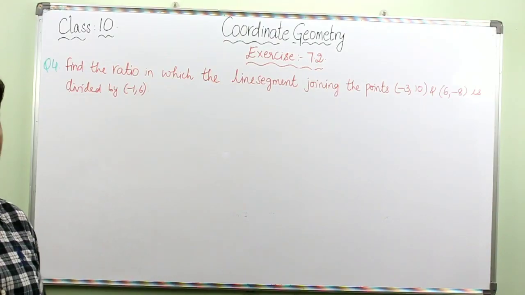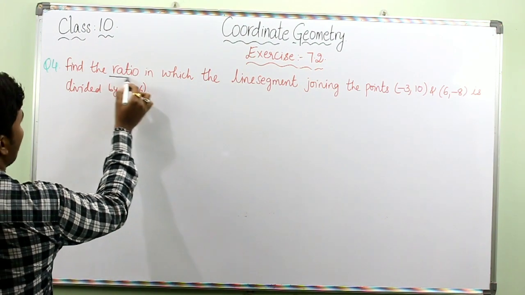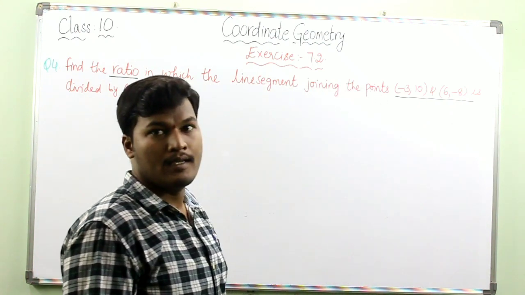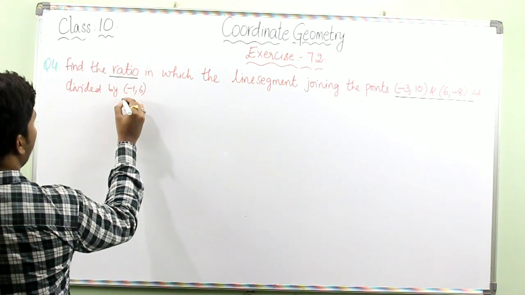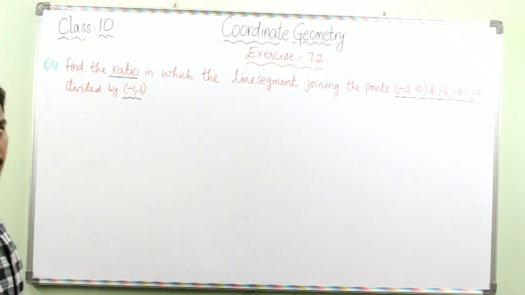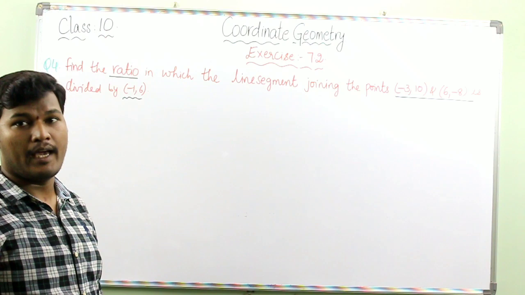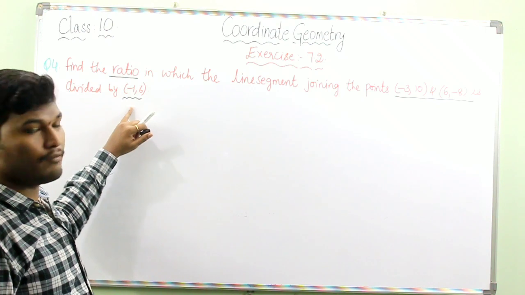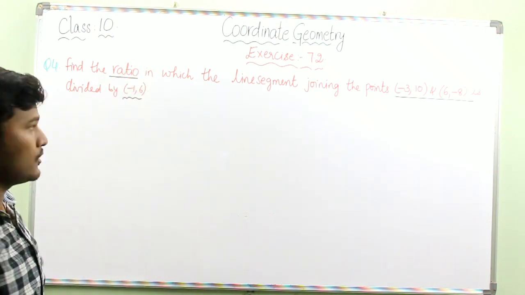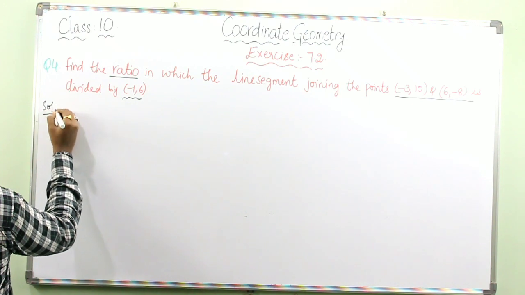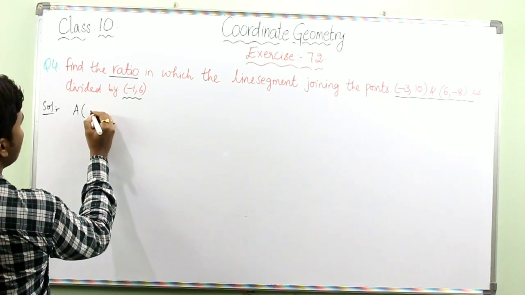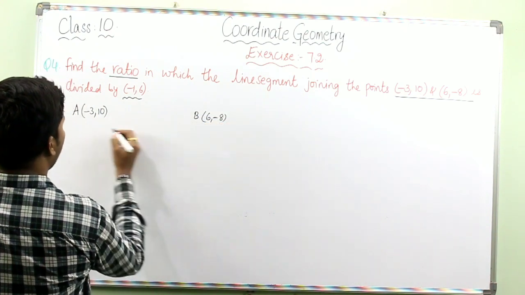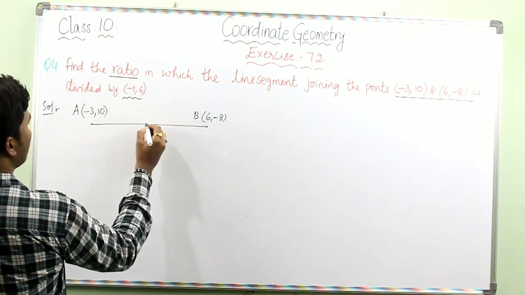Now the fourth problem is find the ratio in which the line segment joining the points minus 3 comma 10 and 6 comma minus 8 is divided by minus 1 comma 6. In the previous problems we had the ratio, we found the point. Now we have a point and we need to find out the ratio. So let us proceed with the solution by considering the given points as minus 3 comma 10 as A and B as 6 comma minus 8, and the point is given to us.